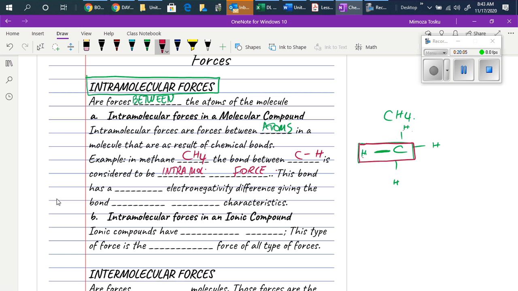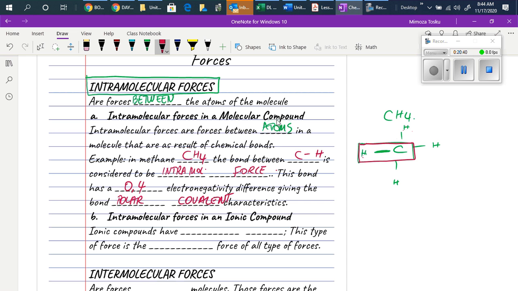Okay. When we see the electronegativity between those two atoms, then we will see that the electronegativity difference is about 0.4. That will make it to be polar covalent bond characteristics. Okay.